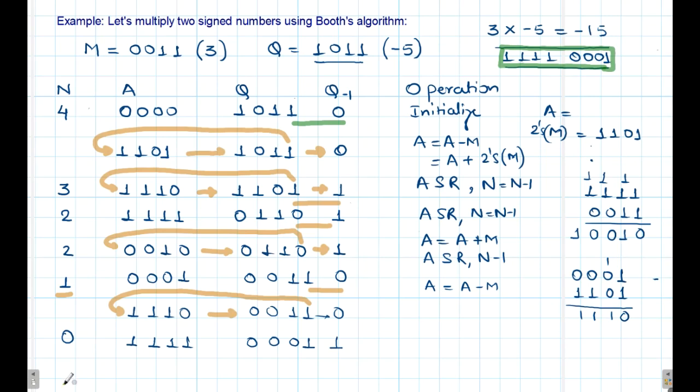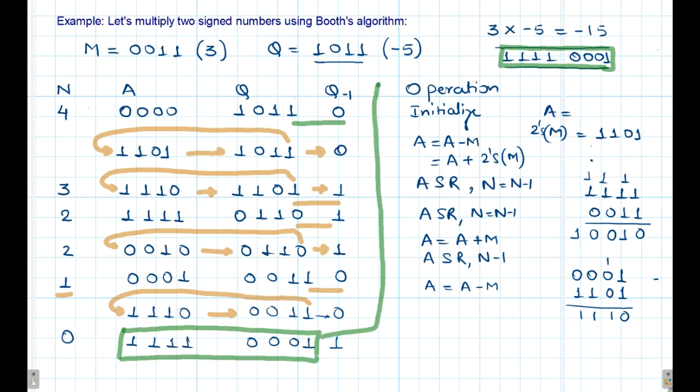So finally, we have to focus upon these 8 bits. So this will be 1111 0011. This is equivalent to what we obtained by the decimal multiplication that we did earlier.